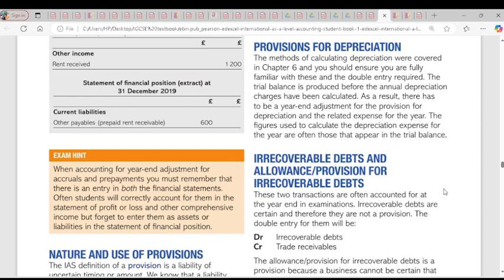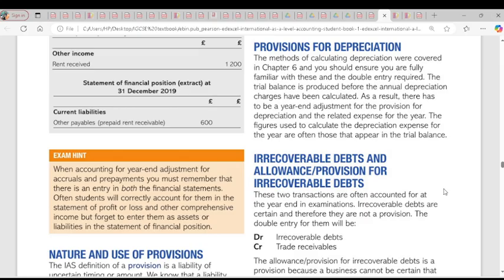So the double entry for irrecoverable debt is that you debit irrecoverable debt account and you credit trade receivable account, because that individual is not going to pay anymore. You just assume he or she paid, so you give it a credit in trade receivables and debit irrecoverable debt account, because it is certain. Done. Clear.